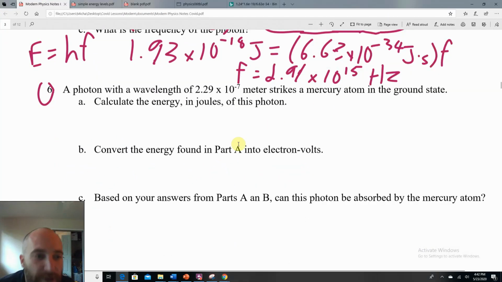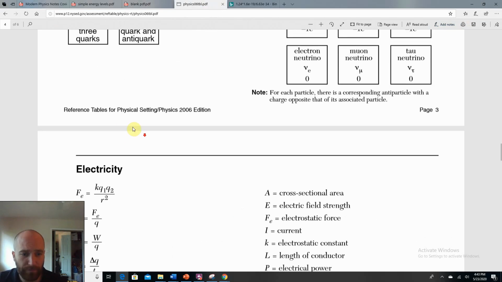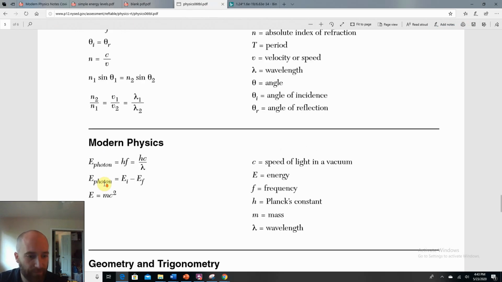Alright, so for question 6, a photon with a wavelength of 2.29 times 10 to the negative 7 meters strikes a mercury atom in the ground state. Calculate the energy in joules of this photon. Okay, so what do we know about the photon? We know its wavelength. But it looks like that's it. So it looks like we're not going to quite use our energy chart yet, because again, we have this wavelength, which is sort of a different piece of information. But we do have an equation for the energy of a photon based on wavelength. In that modern physics section, there it is.